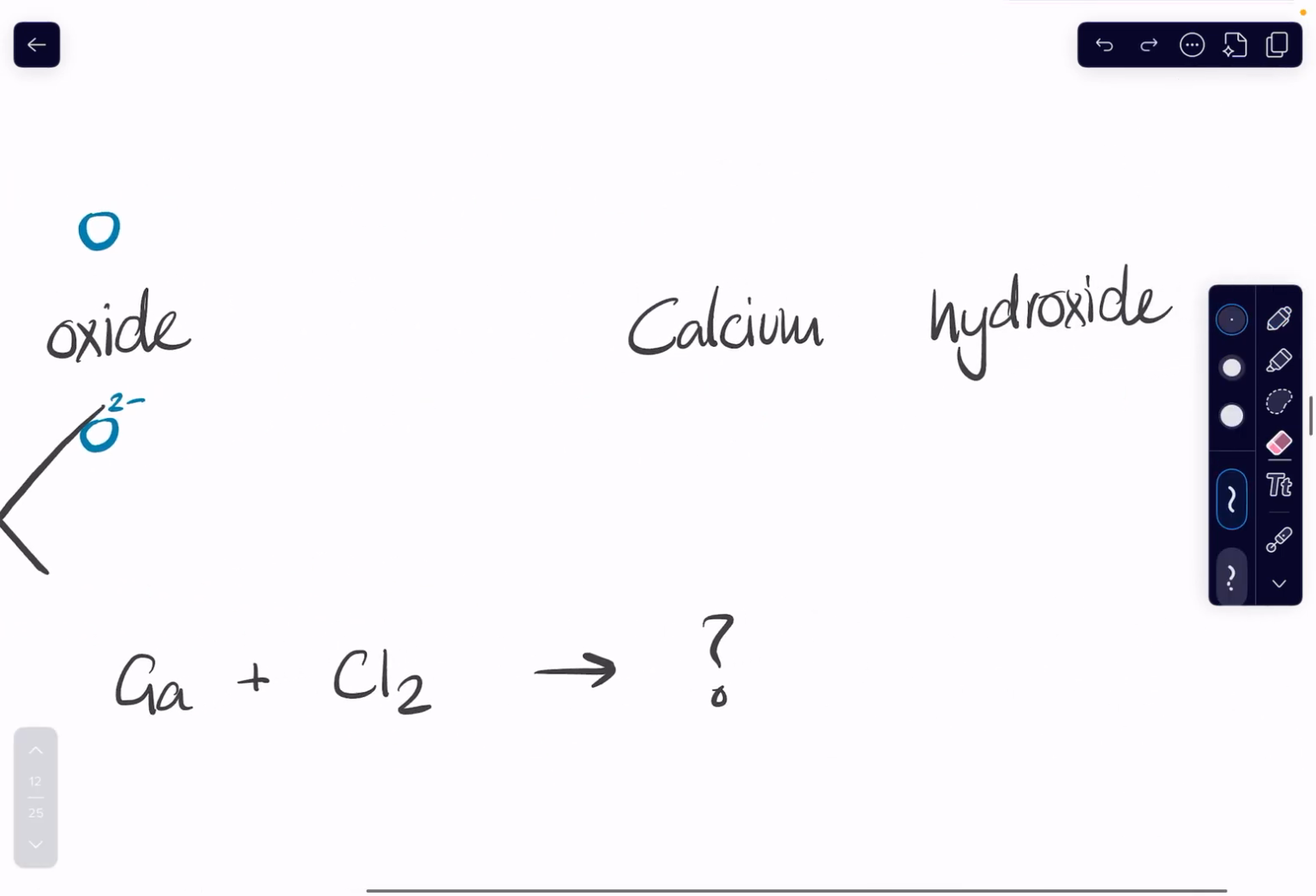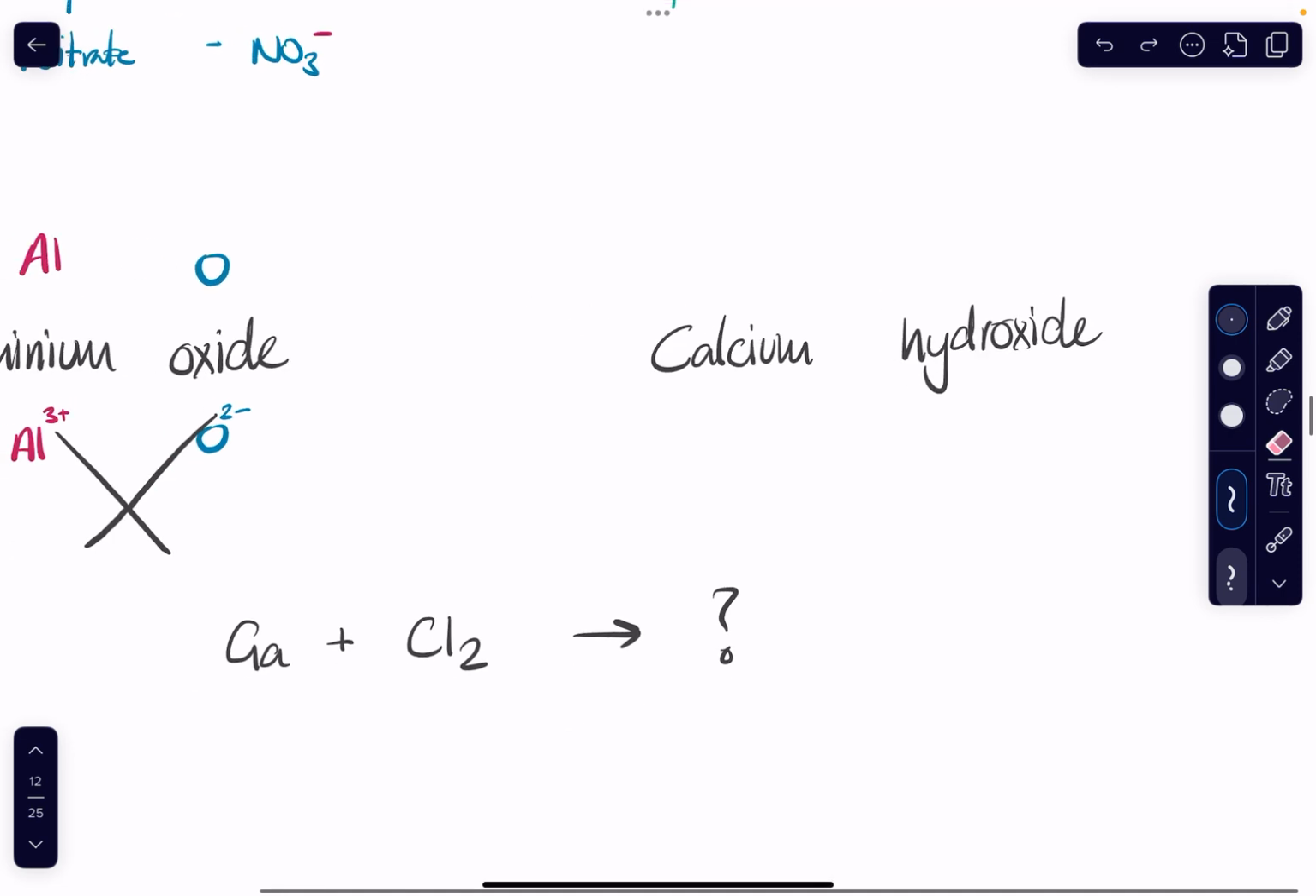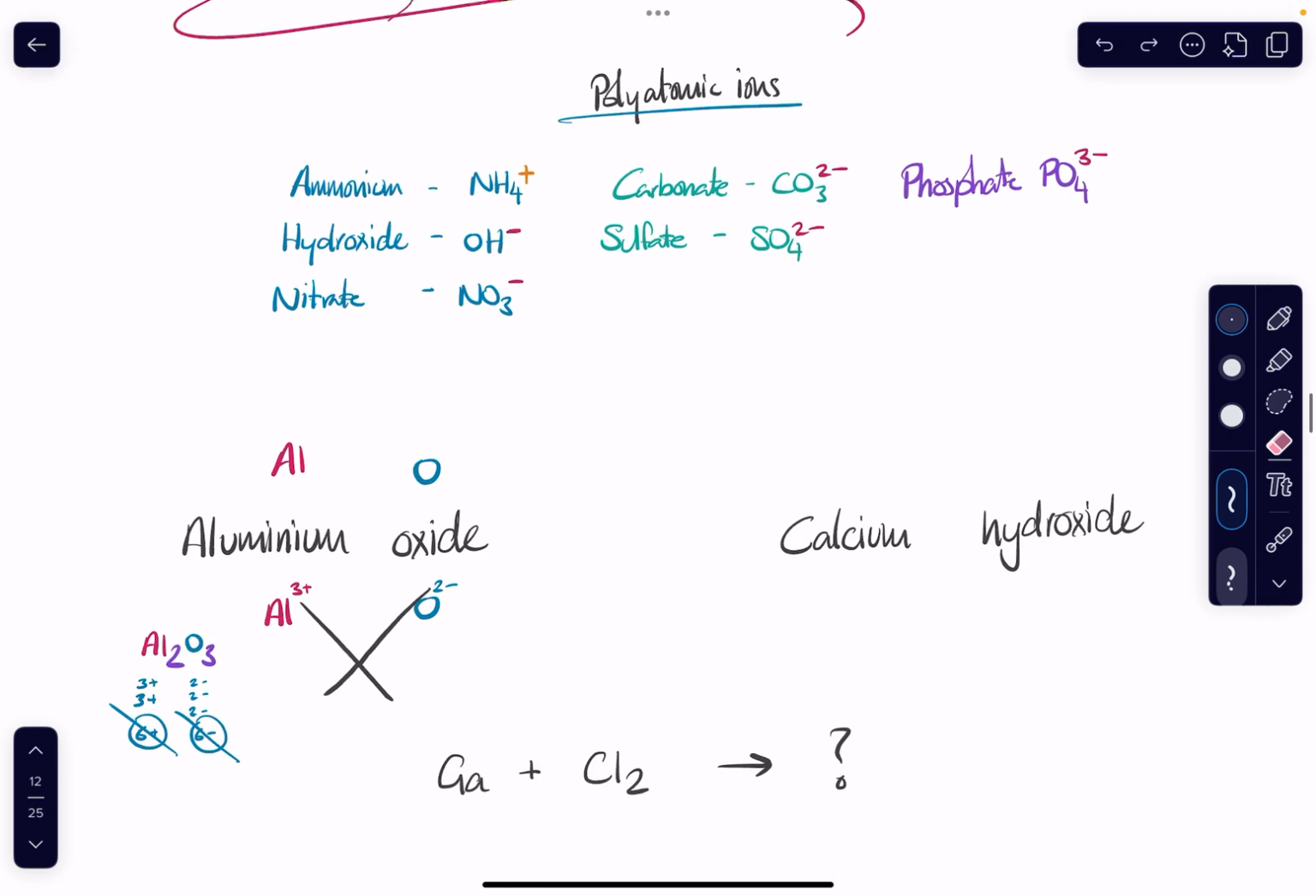I'm going to show you one more example before I go on to a different type. I've got calcium hydroxide. Now, hydroxide is a polyatomic ion, and you'll see that over here.